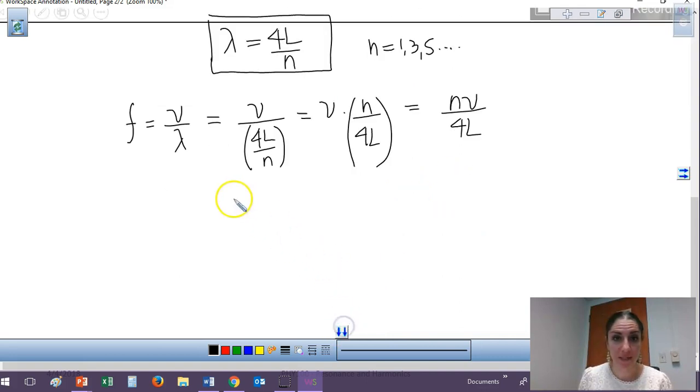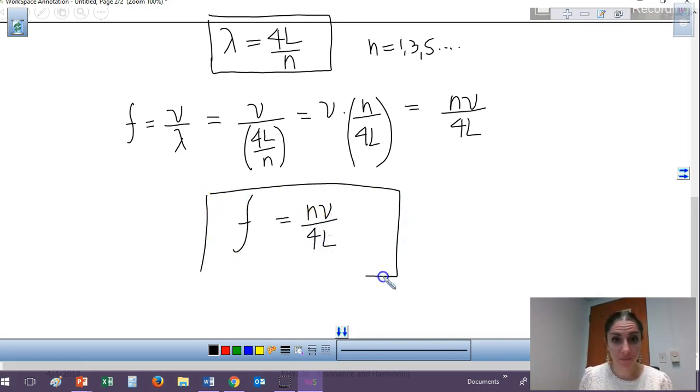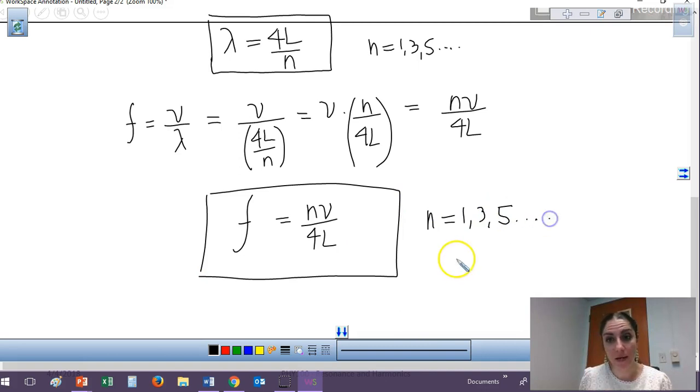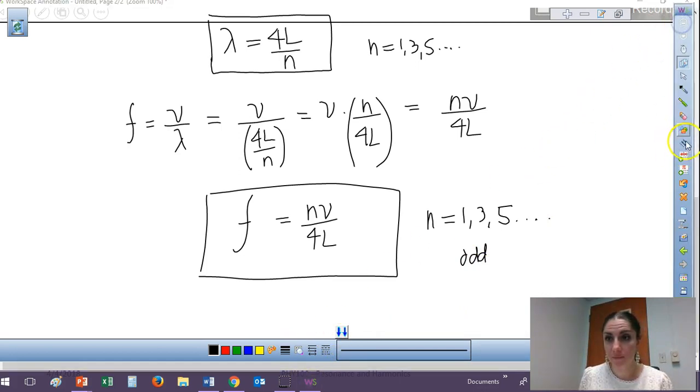So just writing it nicer, neater. If we want to know what the note sounds like, or the frequency, it's going to be NV over 4L, like this. N is equal to 1, 3, 5, dot, dot, dot, odd. That's odd, sorry. Odd. Like that.